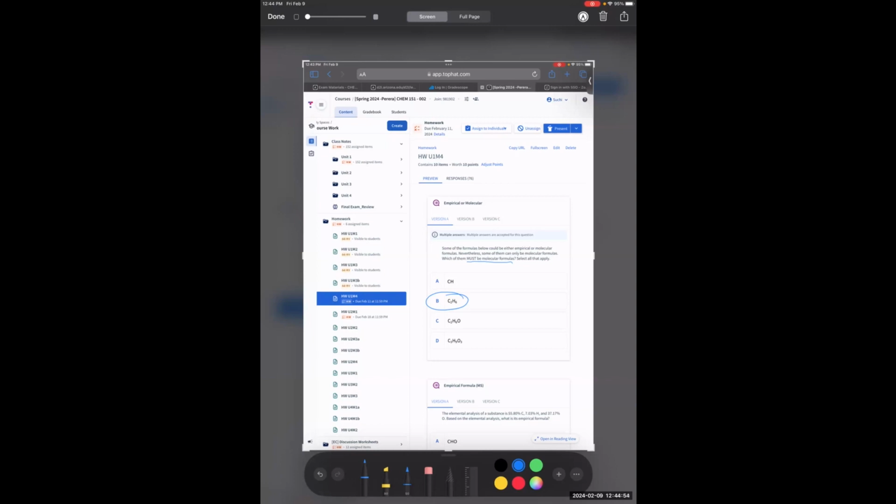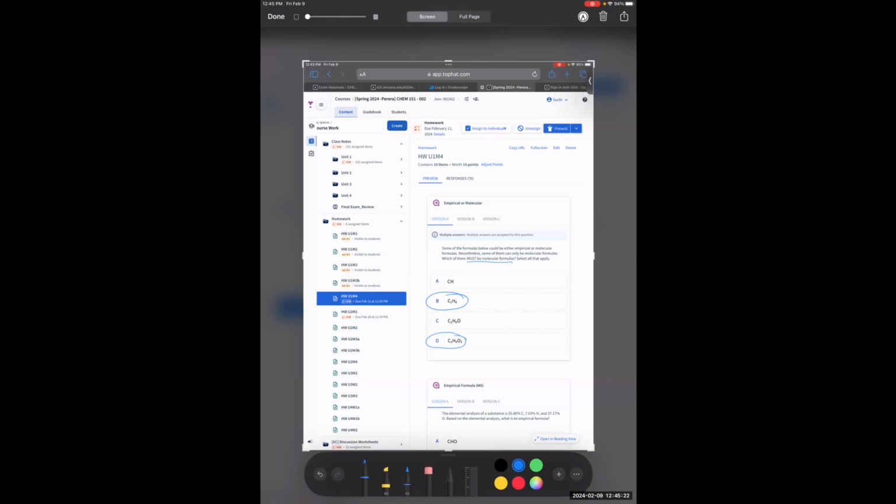And then option D, on the other hand, we have 3, 9, 3. The ratio is 3 to 9 to 3. This is not the lowest whole number ratio. This can be further simplified into 1, 3, and 1. Therefore, this must be a molecular formula. So I'm going to select options B and D as the answer for this.